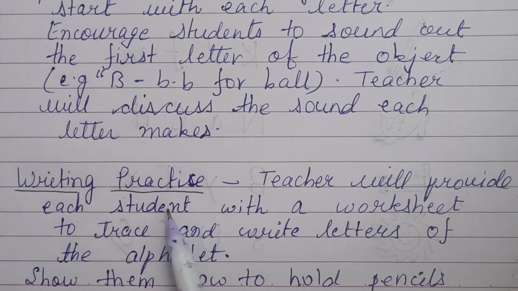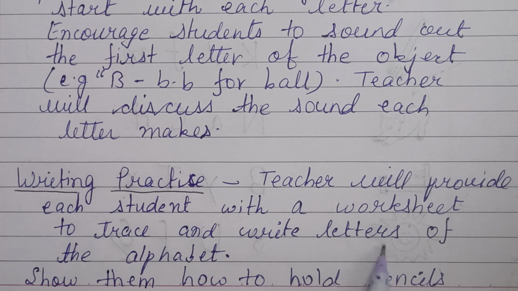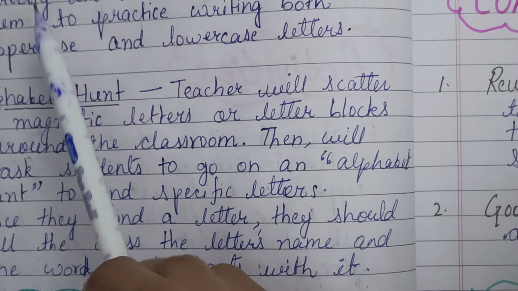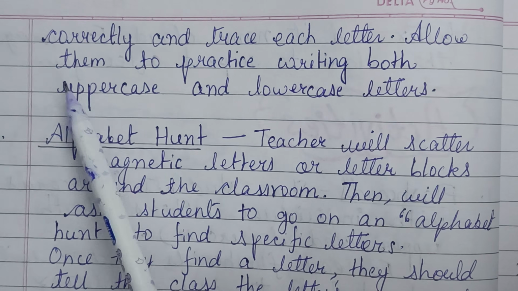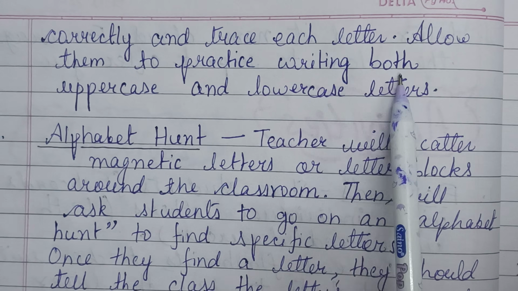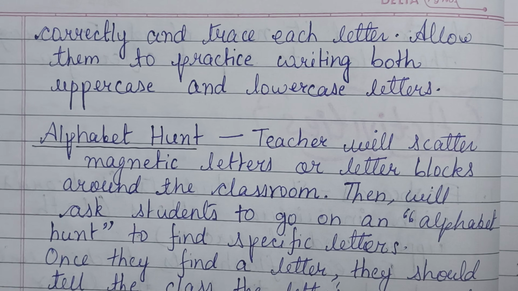Next is writing practice. You can provide each student with a worksheet to trace and write letters of the alphabet. Show them how to hold pencils correctly and trace each letter. Allow them to practice writing both uppercase and lowercase letters.